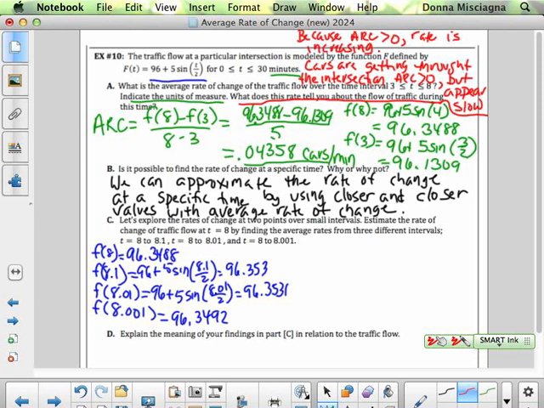Right? So if your average rate of change is positive, the number of cars is increasing. If it were negative, the number of cars is going down. So the cars are getting through, but it doesn't seem like it's increasing by much. Now, I'm no expert in traffic, so it's just my opinion. All right, so now let's take a look here and find out how many cars are getting through.